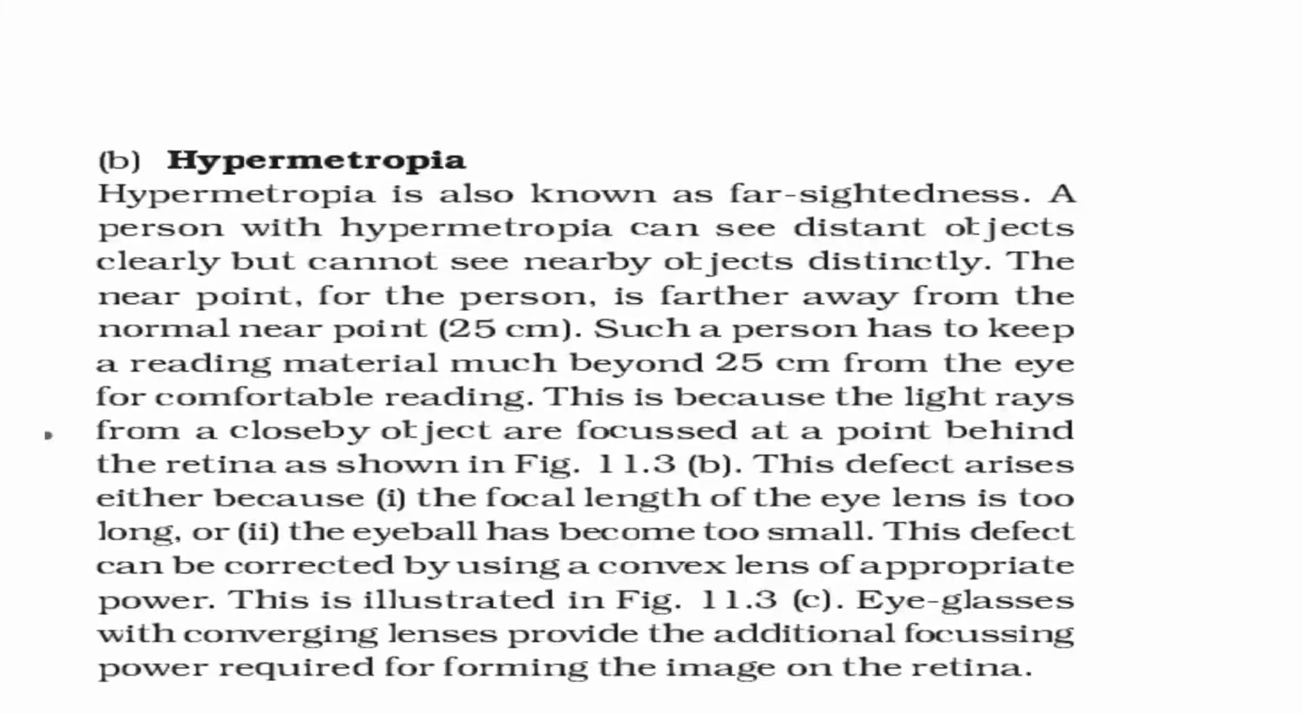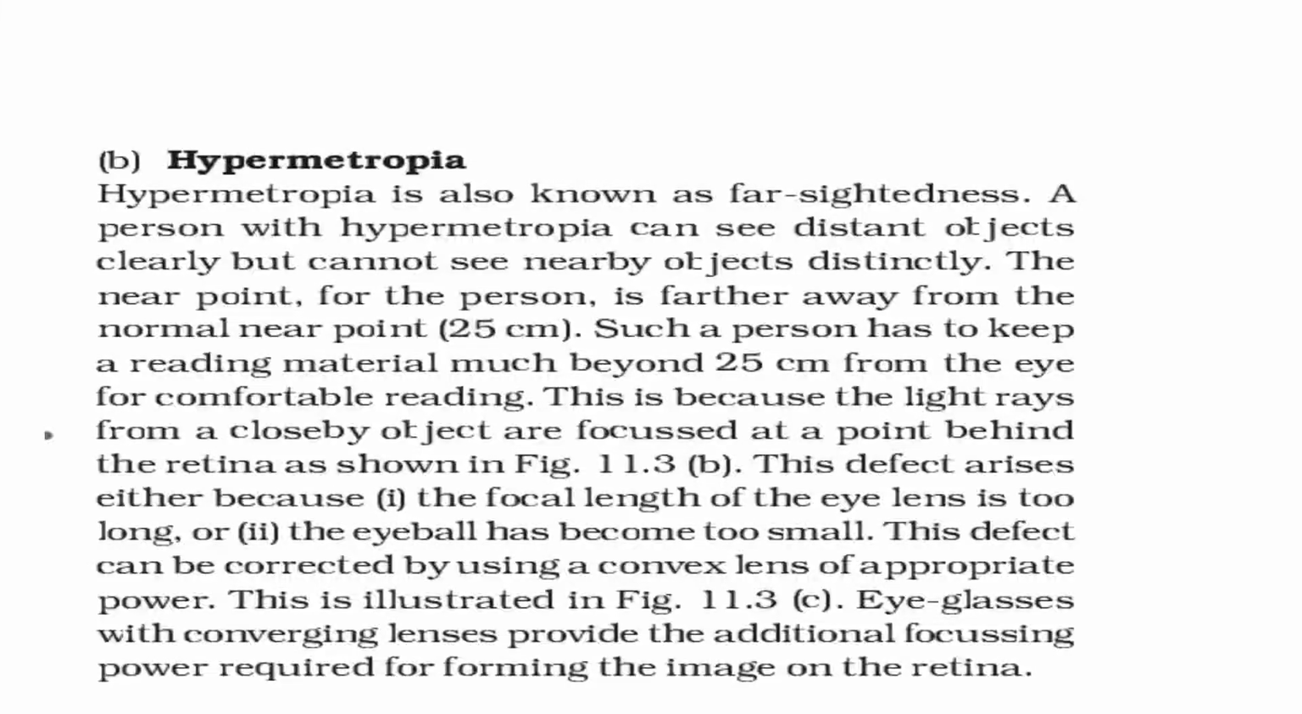Now hypermetropia. Hypermetropia is also known as farsightedness. A person with hypermetropia can see distant objects clearly but cannot see nearby objects distinctly. The near point of the person is farther away than the normal near point, that is 25 centimeters. Such a person has to keep reading material much beyond 25 centimeters from the eye for comfortable reading. This is because the rays from a nearby object are focused at a point behind the retina, as shown in figure 11.3 B part.